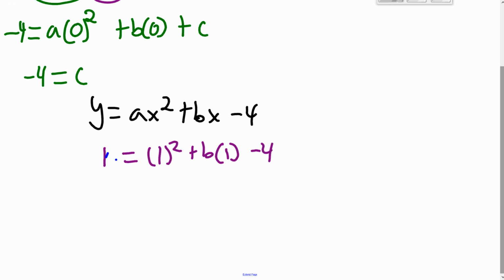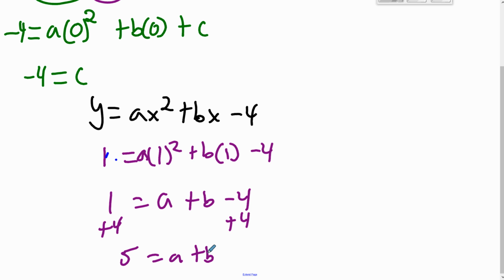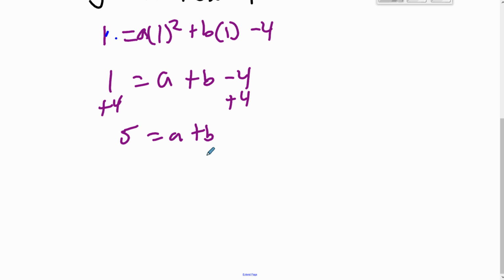So this one, we can solve for a or b, it doesn't matter. I forgot my a here. And so we get a plus b minus 4 equals 1. So we add 4 to both sides. We get 5 is equal to a plus b. So we just solve for one of these, it doesn't matter. So I'm going to do 5 minus b is my a.